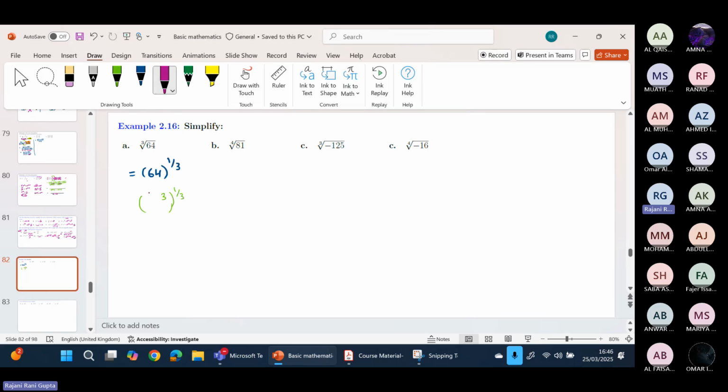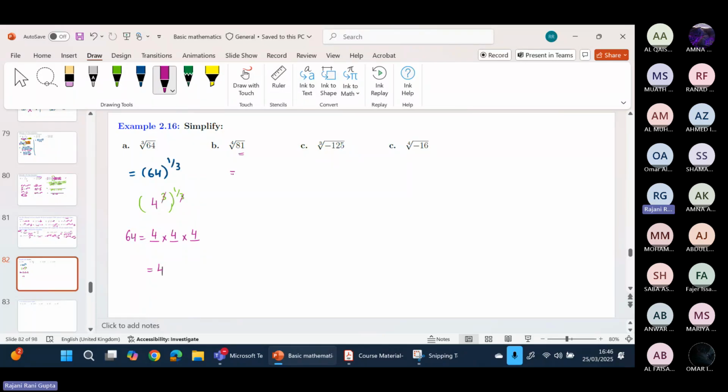Hence, how do you get 64? Can you get 64 by multiplying the same number three times? What number is that? I think 4. Yes, it is 4, because if you multiply 4 three times, you get 64. So in place of 64, you can write 4 power 3. Cancelling 3 with 3, you get your answer as 4.